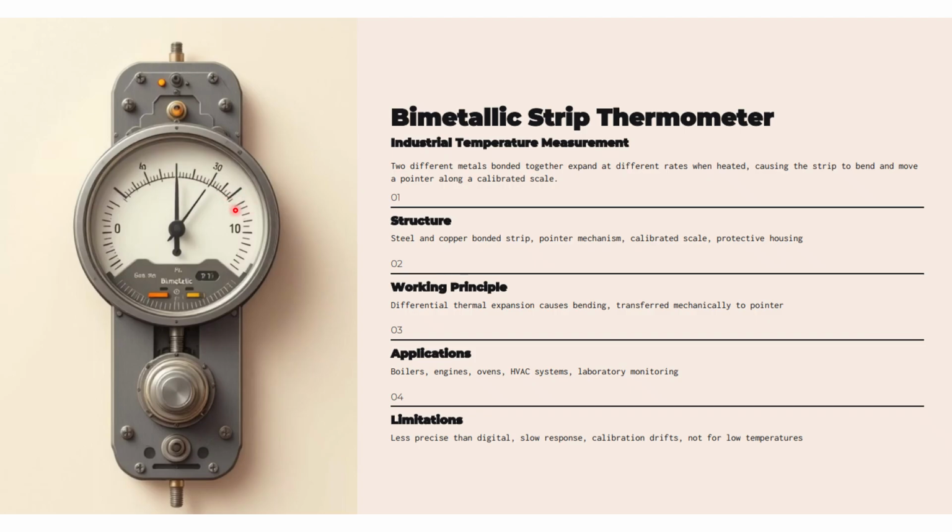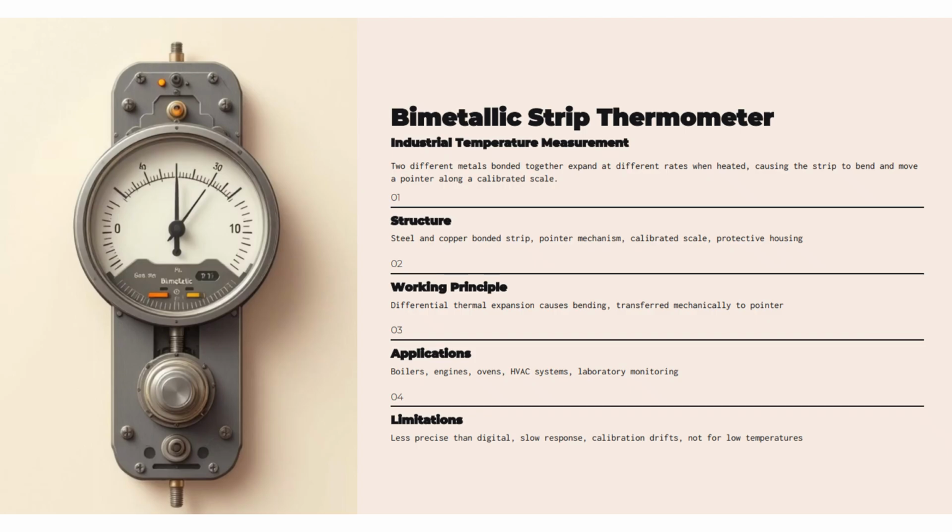The strip is usually made up of metals like steel and copper. It is the most commonly preferred combination. Due to the temperature changes, the strip bends and moves a pointer on the scale. This is the pointer scale. So this movement helps us to read the temperature.